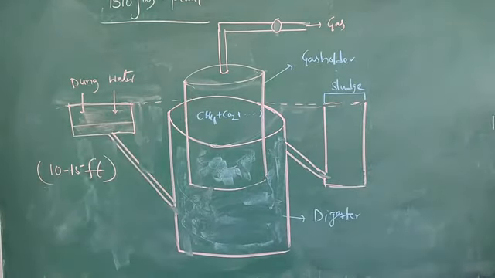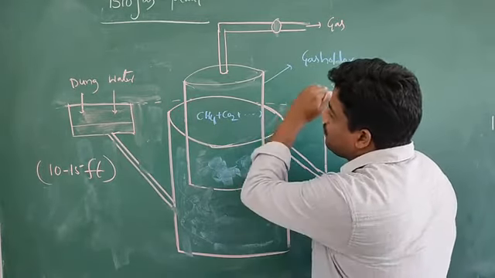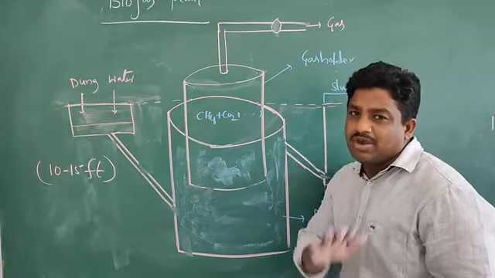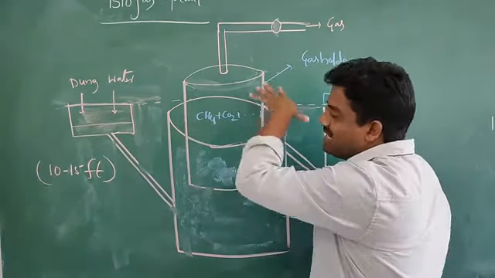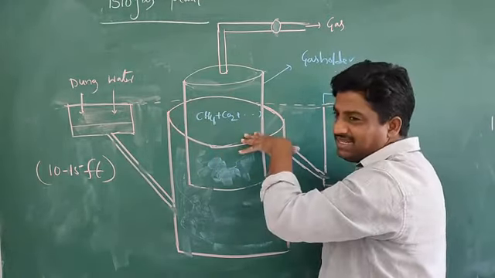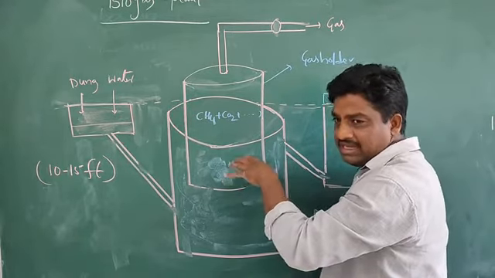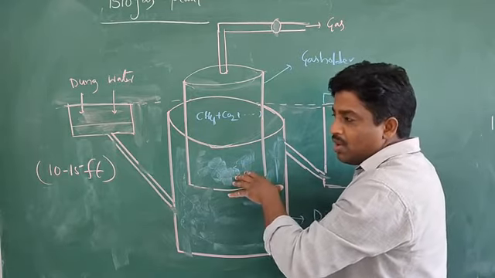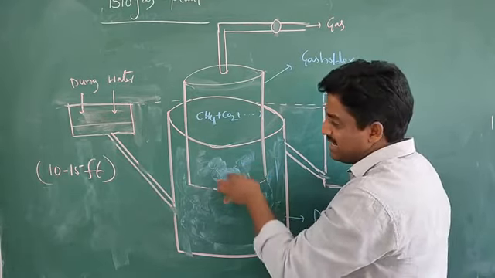Next point is, after that, in this tank there is a floating cover, a small cover, a floating cover over the tank. In this tank, gases are produced due to the activity of microbes.